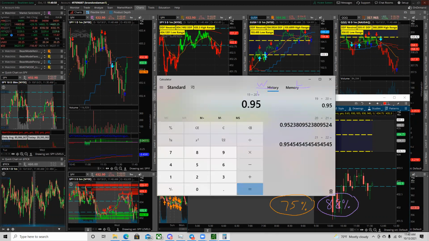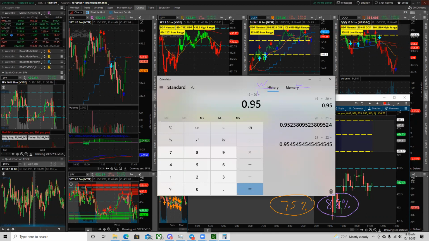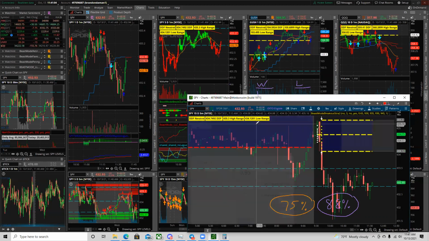I'm not telling you that we're going to win 95% for the rest of our lives, but we have a very, very high advantage for us to take profits using this. And the best part is our auto plotting indicator takes care of all the work for us. It puts the levels in each and every day. So it doesn't just work on SPY.